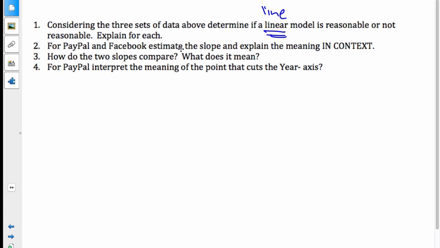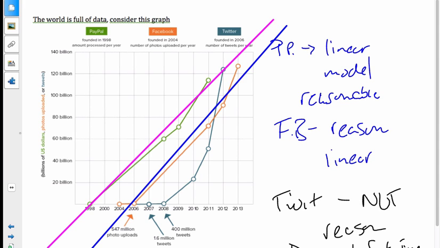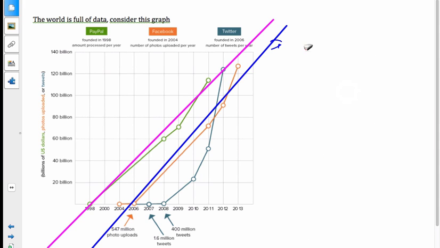For the PayPal and Facebook, estimate the slope and explain the meaning in context. Well, if we want to estimate the slope, let me clear some of this writing here. We know from earlier that slope is equal to, well, in math we always talk about the change in y over the change in x. And we do in science too. This is the dependent and independent variable. Here we don't have x's and y's, but x is the horizontal and y is the vertical.